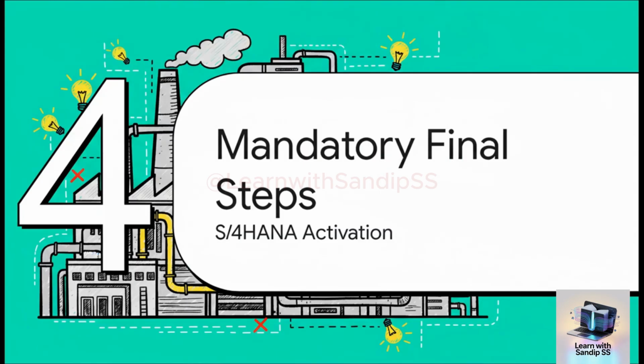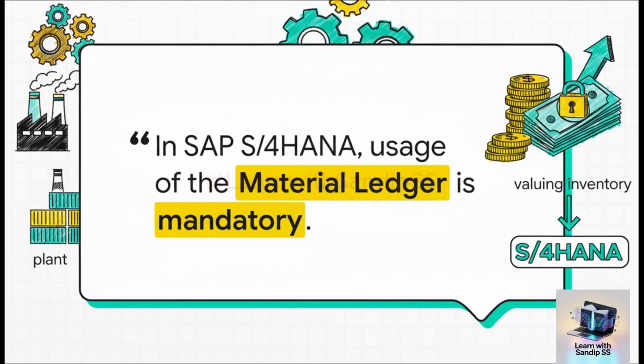All right, we've built the framework of our house, but we haven't turned on the power yet. Now, you need to pay really close attention here because this next part is absolutely 100% critical if you are working in SAP S4HANA. Let this one really sink in, because it is the single biggest game changer from the old SAP systems. In S4HANA, using the material ledger isn't just a good idea. It's not a nice to have. It is mandatory. Your plant simply will not function without it being active.